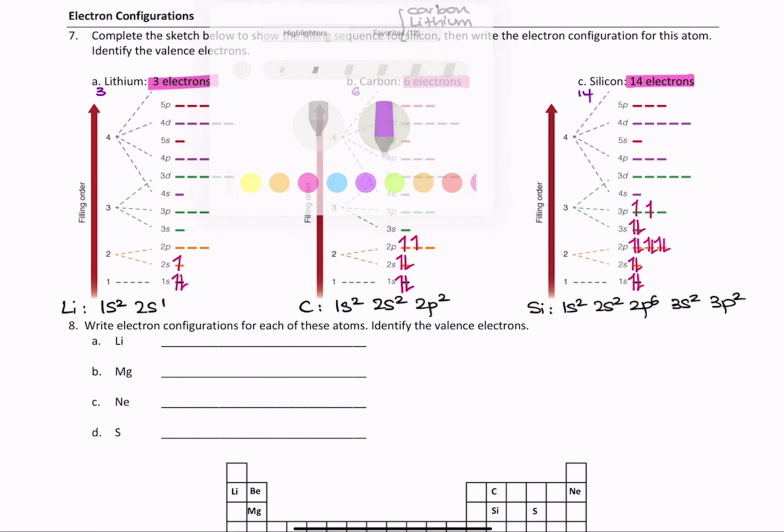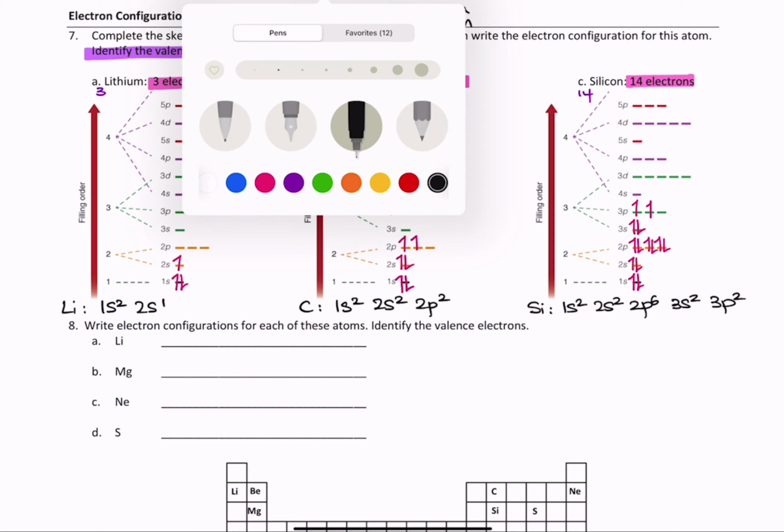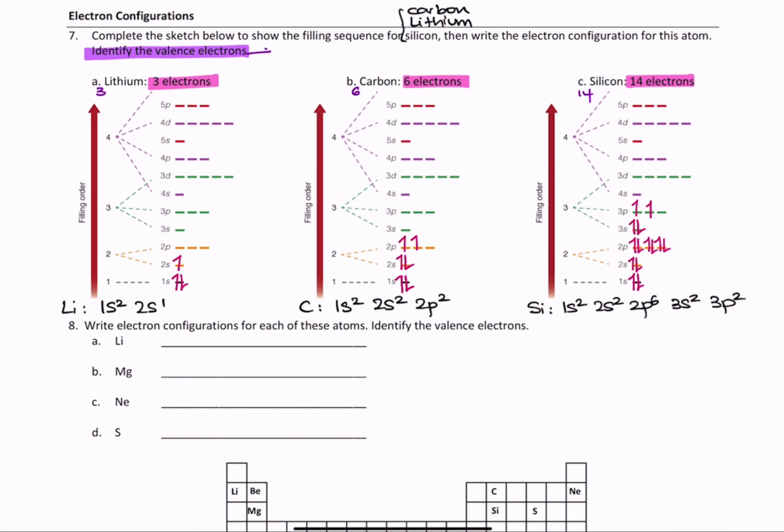We need as well to identify the valence electrons. What do we call the valence electrons? The valence electrons are located on the outermost energy level in the subshell, sublevel s and p only. So here, the outermost energy level for lithium is 2, and my valence electrons are located right here in the 2s. So I have 1 valence electron.